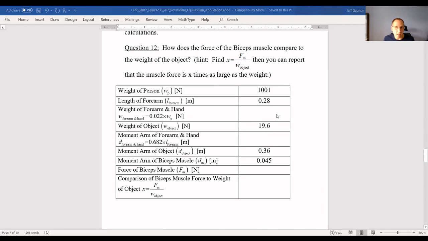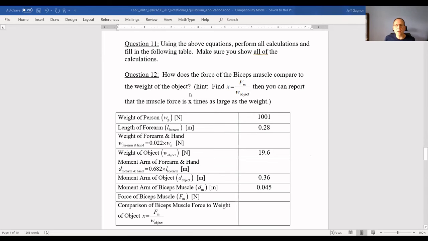Okay, so given that information, here's what you need to do. First of all, you need to calculate these missing values here. And then ultimately, you want to calculate the biceps force using the same equation that we've been using, right? So calculate the biceps force. And then there's one other question here, question 12. How does the force of the biceps muscle compare to the weight of the object? So when you calculate this in newtons, how does it compare to the weight?